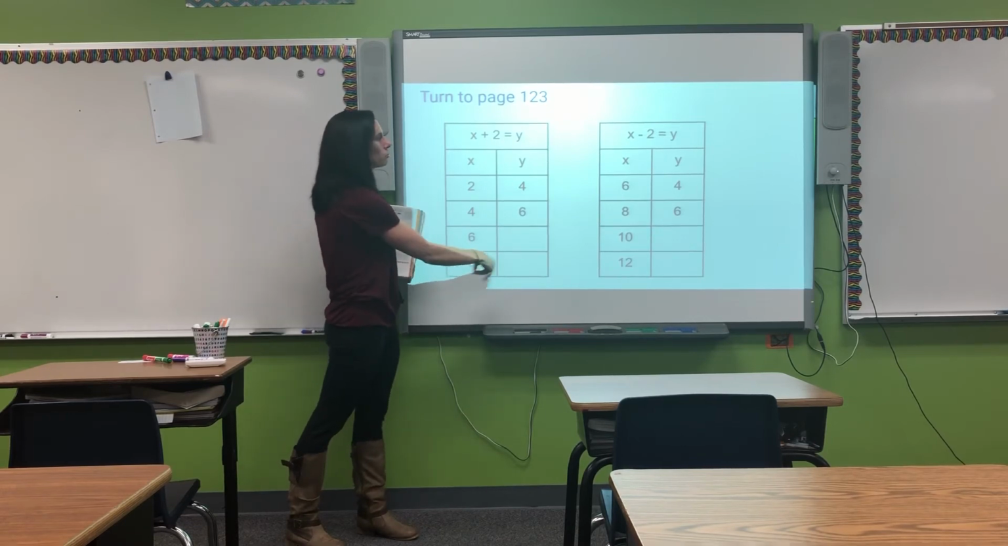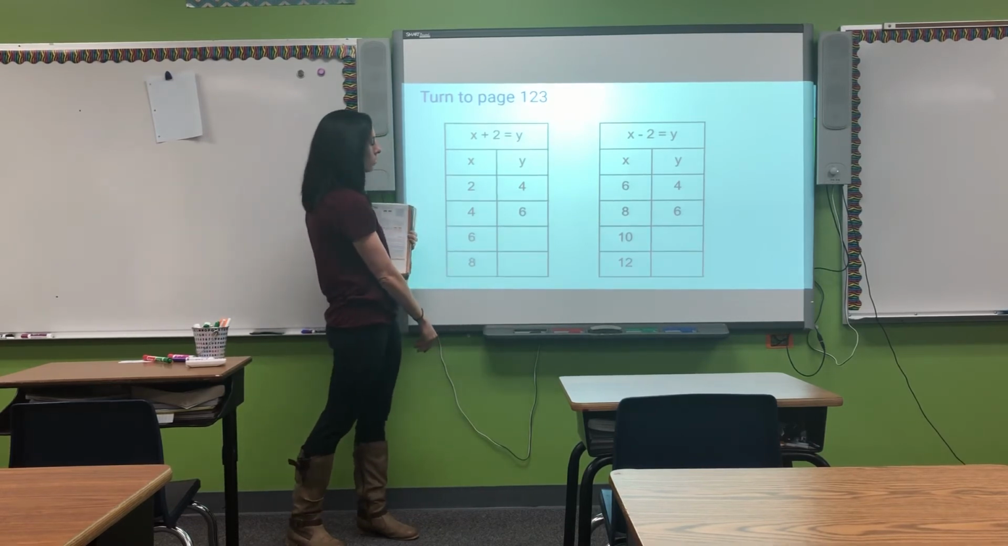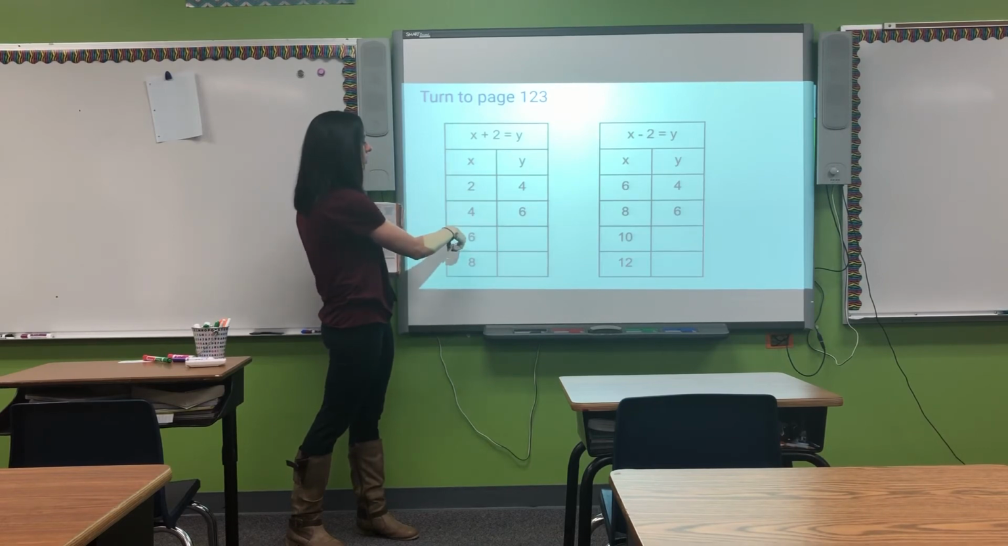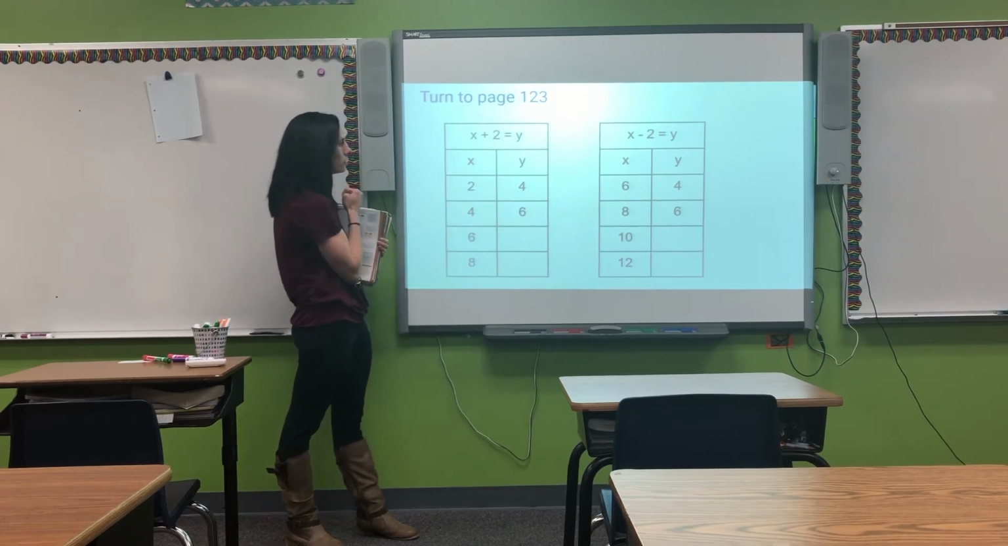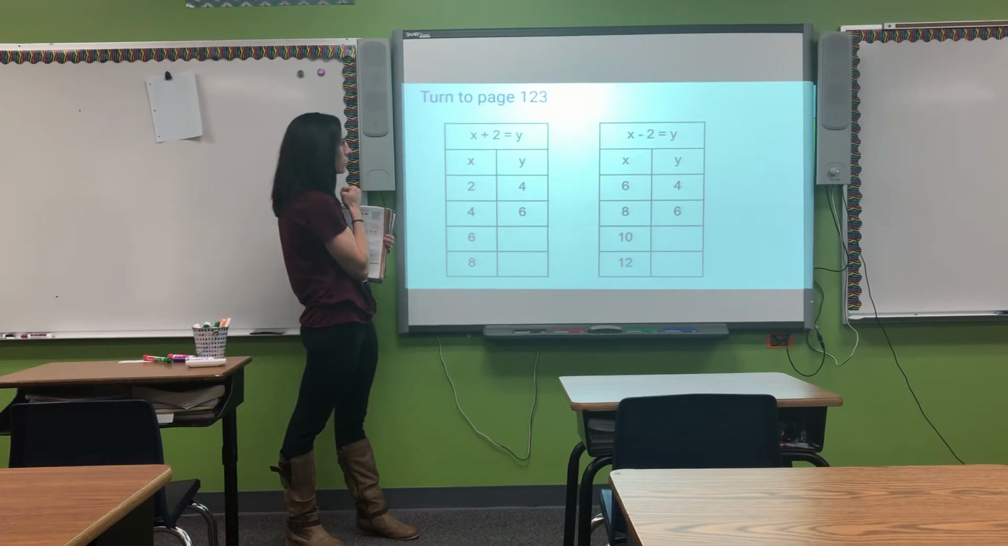You can just do this in your book. It doesn't necessarily have to be in your notes, if you already started putting it in your notes. But finish filling out this chart. Just take a quick second. Finish filling that out.